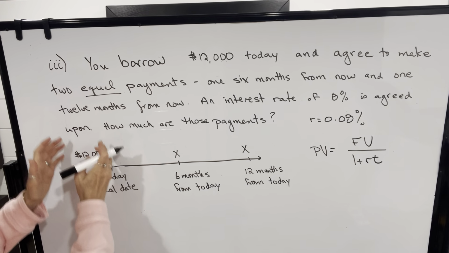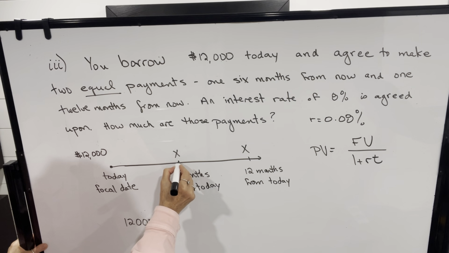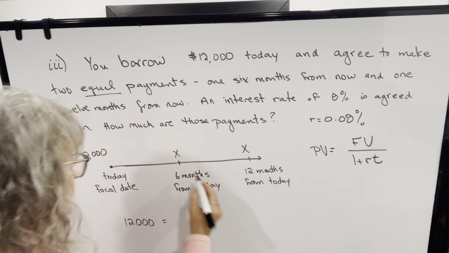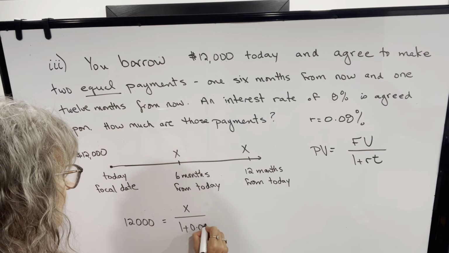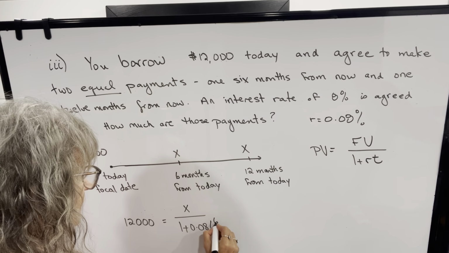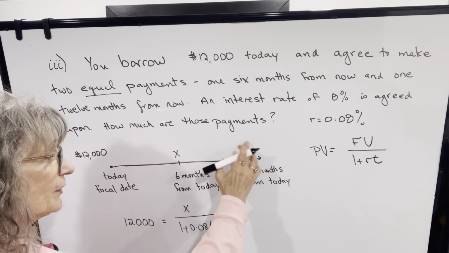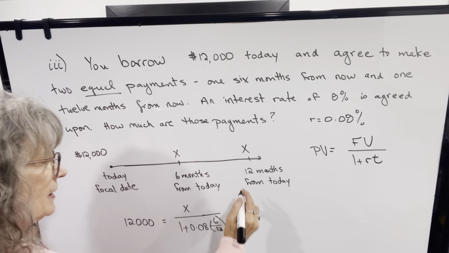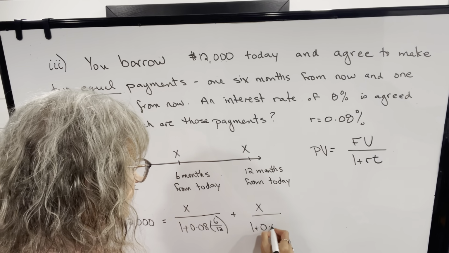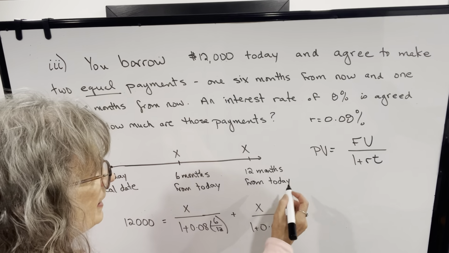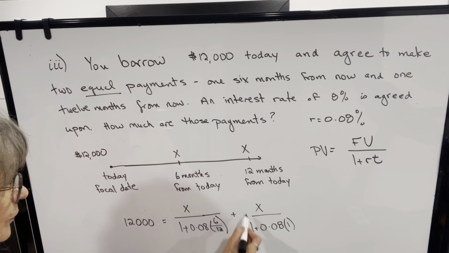So I know that this amount today, which is $12,000, will be equal to the present value of this. So the present value, using this formula, will be X divided by 1 plus our interest rate, which is 0.08. Our time is 6/12. I do the same thing with this value. I want to find the present value of this payment. So the future value is X divided by 1 plus 0.08 times 12 months from today, which is 12 over 12, which is just a 1, or 1 year from today.